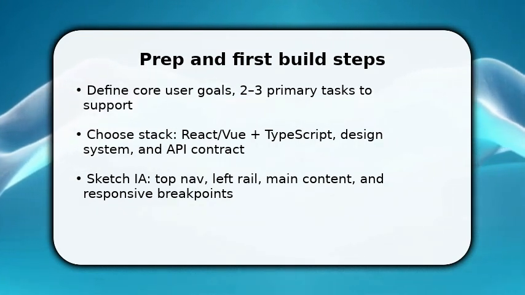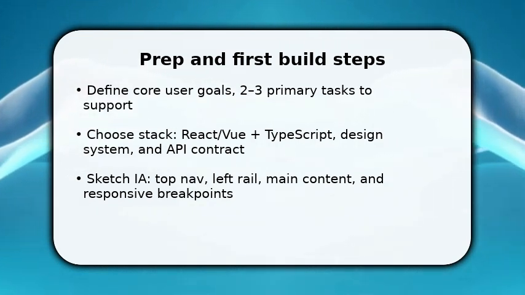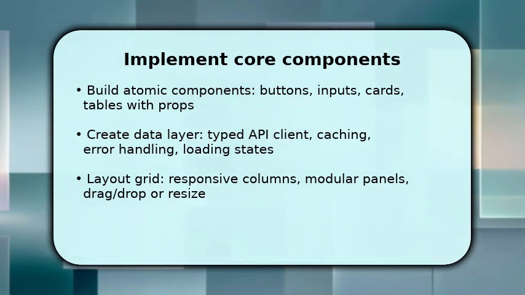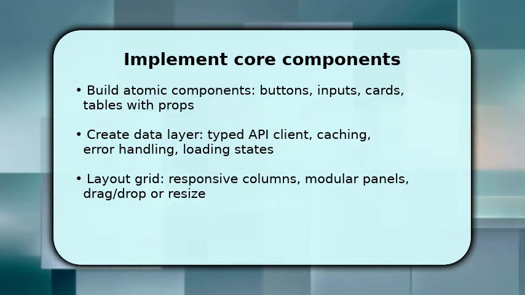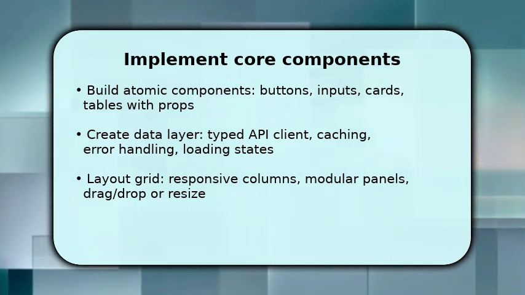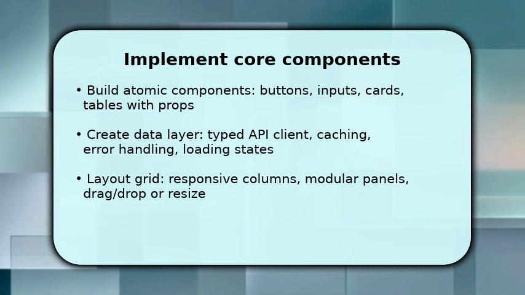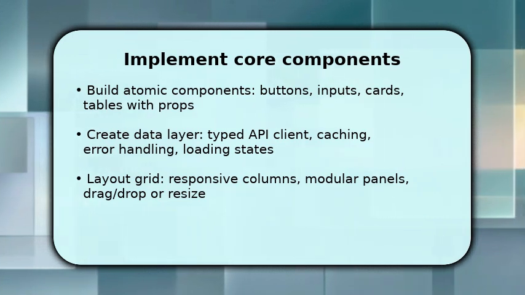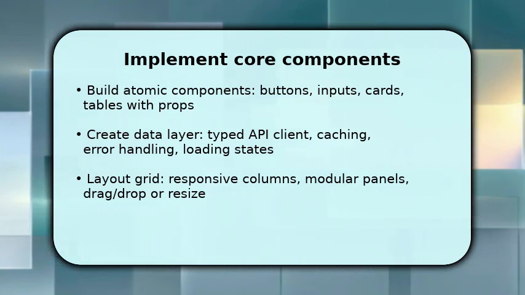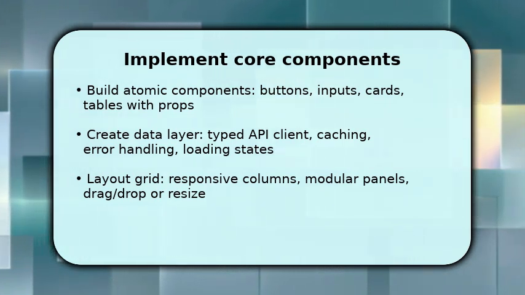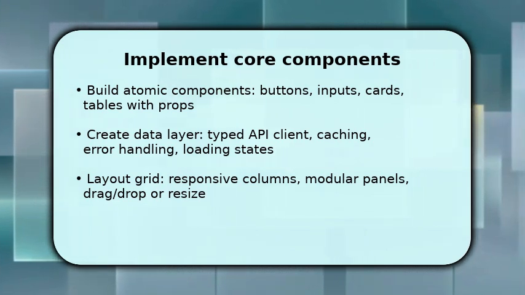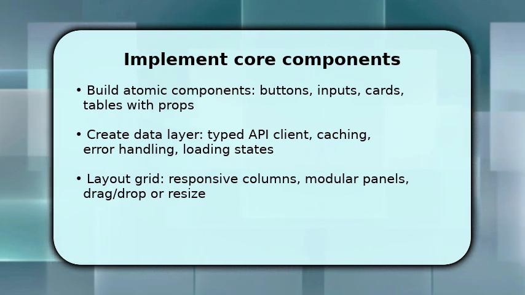You now implement the central pieces. Start with atomic components, buttons, inputs, cards, tables, each with clear props and accessibility attributes so they compose reliably. Then build the data layer: a typed API client, caching strategy, and consistent loading/error states so UI reflects backend behavior. Once those are stable, assemble the layout grid with responsive columns and modular panels. Add drag, drop, or resize interactions if necessary. This sequence keeps complexity manageable while enabling rapid feature assembly and testing.